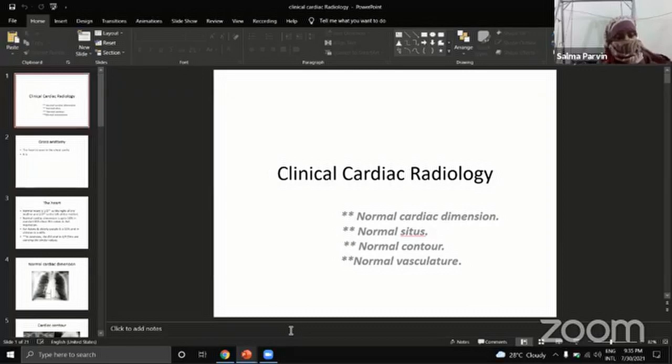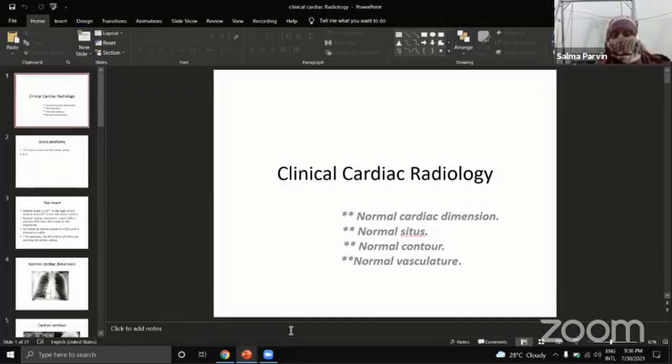I used to talk in English because in my medical life, I never had a lecture in another language. If you have any objection, if you have any problem, you can share with me, right? I like to continue it in English. If you have any other options, we can talk about it later. So this is clinical cardiac radiology. We are going to start.